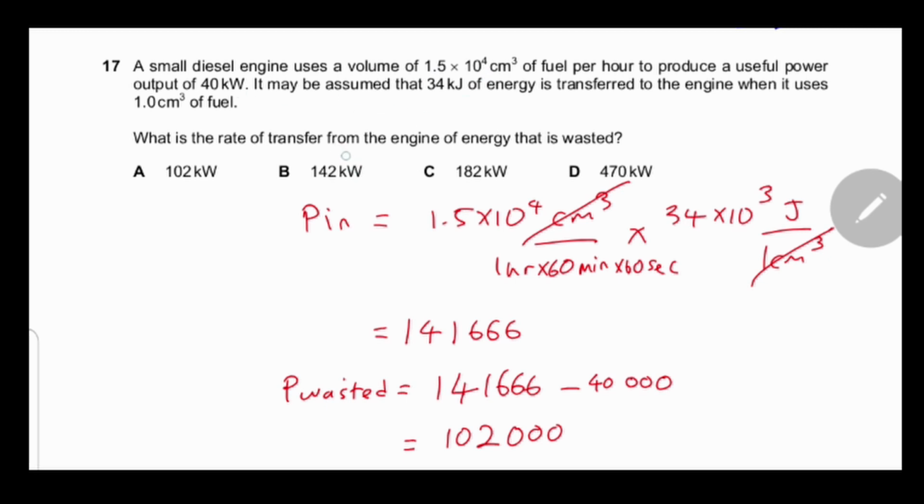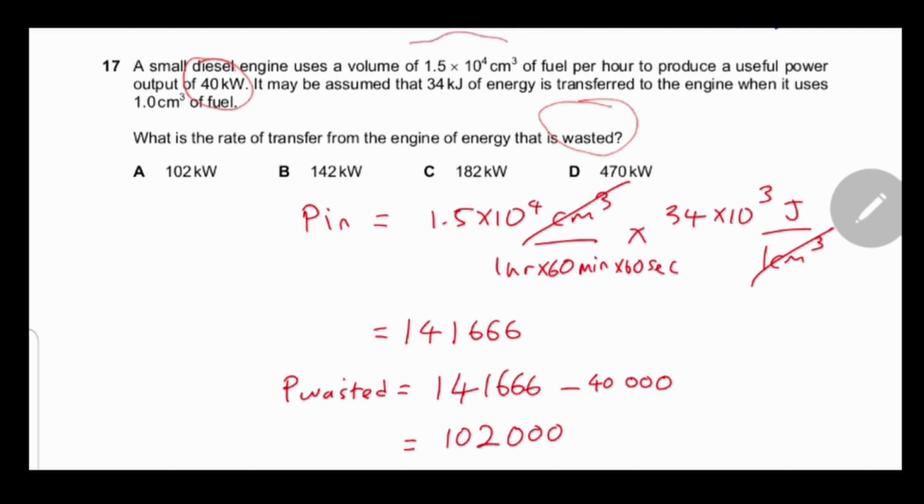From the total input power, which you take from how much volume of fuel you consume, you can subtract your power output, and you'll be able to get the power wasted, which is what they want. So let's find the power input, because the power output is 40 watts. So how do we find the power input?